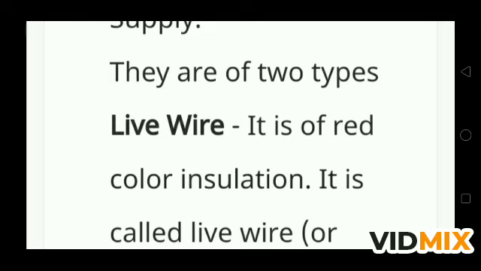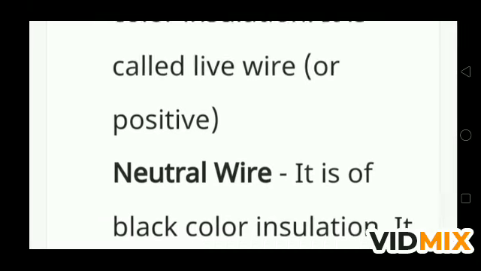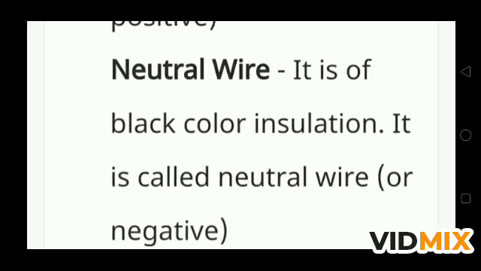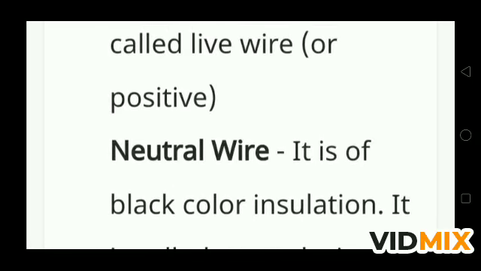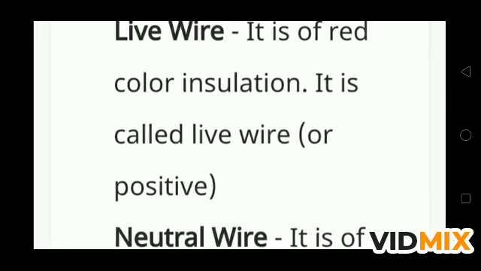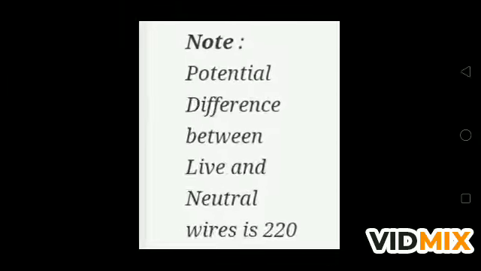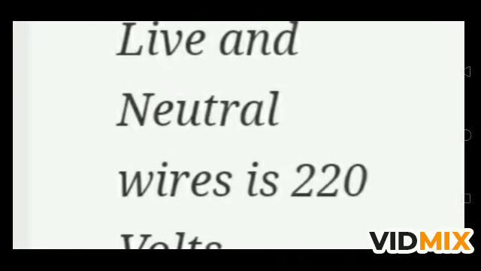One is the live wire. It has red color insulation and is also called live or positive. The second is the neutral wire. It has black color insulation and is called neutral or negative. The two wires we discuss here, one is red and the other is black. The red wire is known as live wire and the black is known as neutral wire. And the potential difference between live and neutral wire is 220 volt.